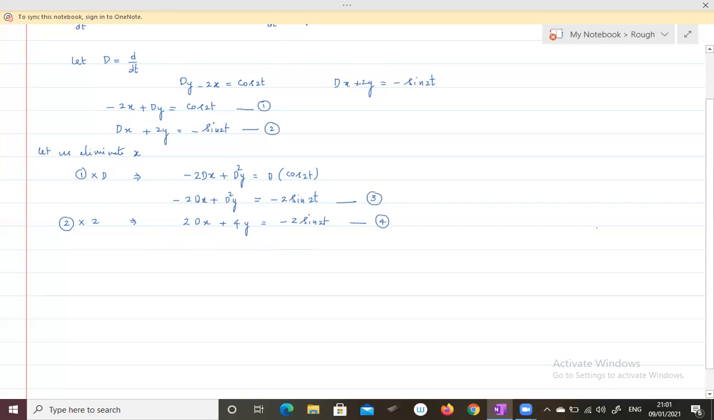Since the coefficients of x are the same, minus 2 and plus 2, just add 3 and 4. Adding equations 3 and 4, this will cancel. So here you will be getting D square plus 4 times y is equal to, adding these two, minus 4 sin 2t. Now we will solve as usual.